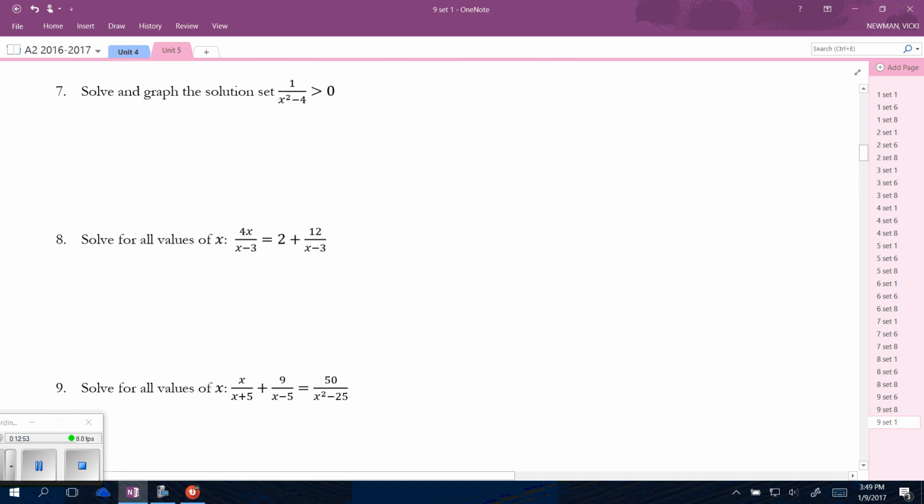All right, number 7. Again, you want to start with factoring. 1 over (x plus 2)(x minus 2) is greater than 0. Figure out your critical values. What number plugged in for x makes the top 0? Well, nothing. There is no x in the top. Okay. What numbers plugged in for x in the denominator make it 0? Negative 2 and positive 2.